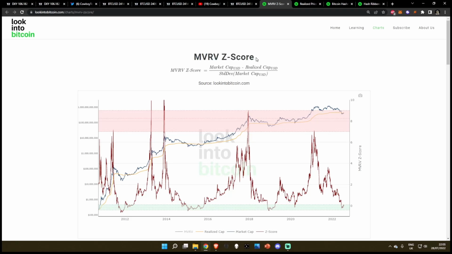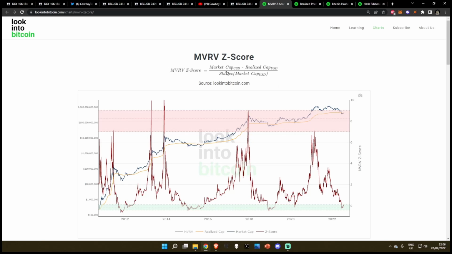This is a very, very simple indicator which tries to identify periods in which the BTC USD price is either extremely overbought. If it's overbought, then the Z-score will come up to the top of this red box. And if it's extremely oversold, the MVRV Z-score will come all the way down to this green box. Now, the way that this works is very, very simple. It's simply a standard deviation test, pulling in data from the market value and the realized value.